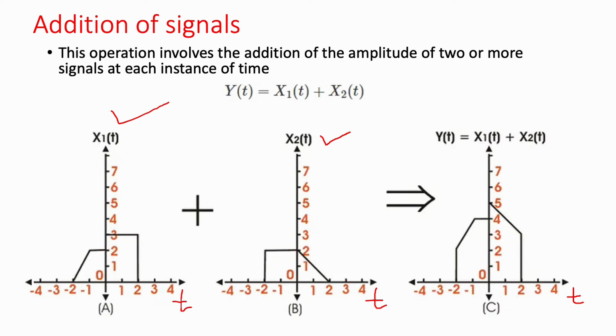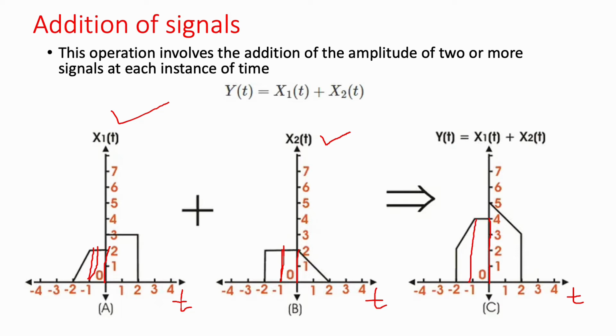First you take t equal to 0, both. Here at t equal to 0, the amplitude will be 2. What is the amplitude here also? It is 2. 2 plus 2, the amplitude becomes 4. Now, next you take minus 1. Here at minus 1, the amplitude is 1. Here at minus 1, the amplitude is also 1. 1 plus 1, what will be the amplitude? Sorry, here at minus 1, the amplitude is 2, and here at minus 1 the amplitude is 2. 2 plus 2, it becomes 4 at minus 1.